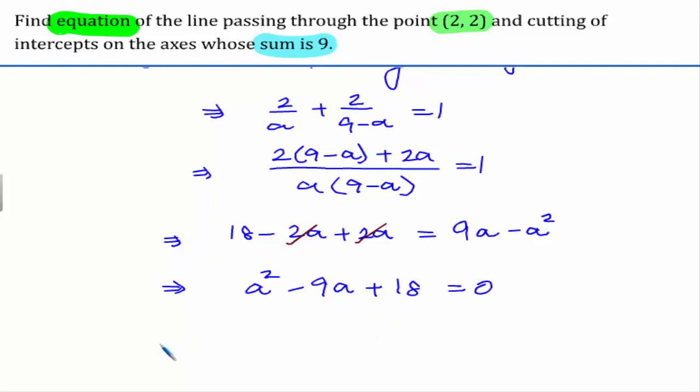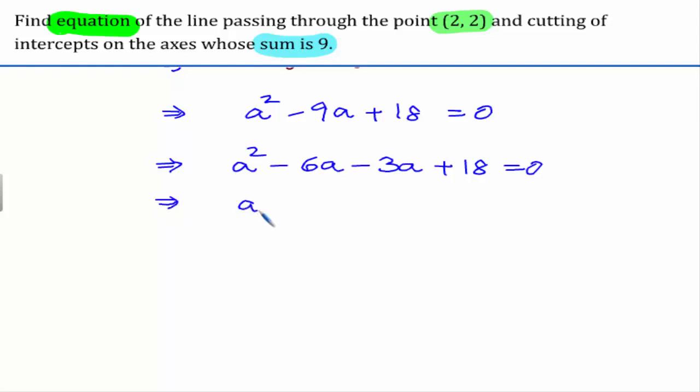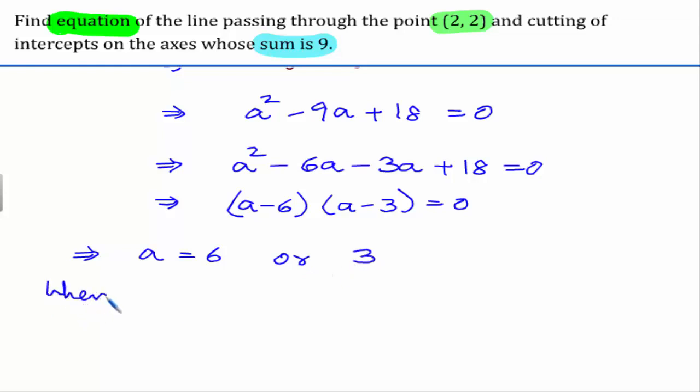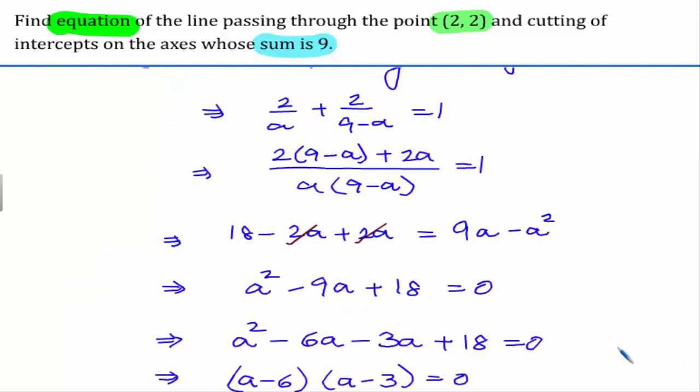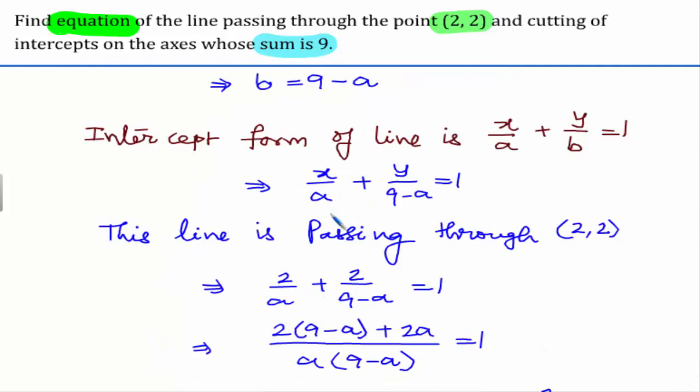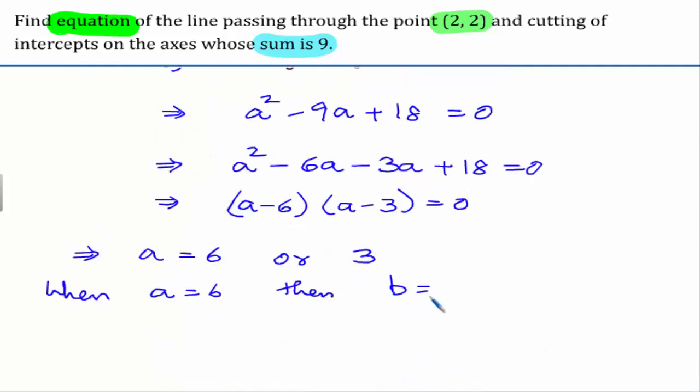This is a quadratic equation. Let us solve this. A square minus 6A minus 3A plus 18 is equal to 0. On further simplification, we get (A minus 6) into (A minus 3) is equal to 0. So that will give the values for A as 6 or 3. So when A is equal to 6, then B will be, what is B here? 9 minus A. Therefore B will be 3. When A is 3, then B will be 6.